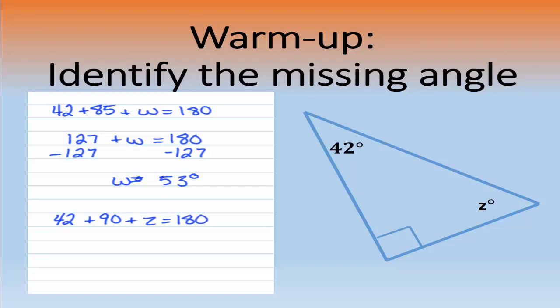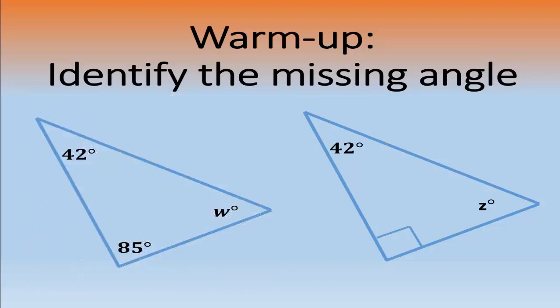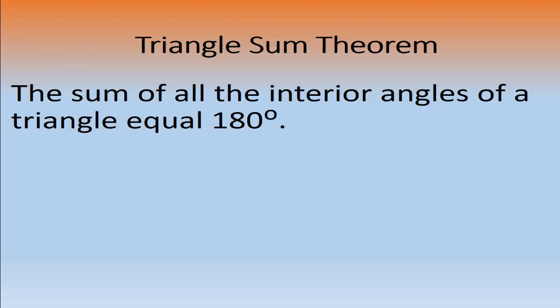And so our 42 plus 90 simplifies to 132 plus Z equals 180. And we will subtract 132 from both sides. And we end up with Z equaling 48 degrees. That's our real quick review of the triangle sum theorem. Three angles within a triangle will have a sum of 180 degrees. And that's our triangle sum theorem.